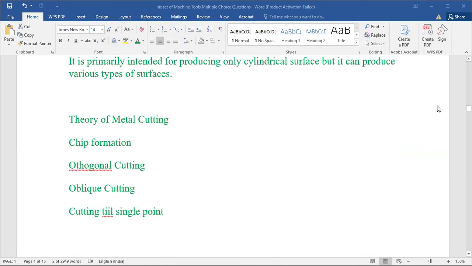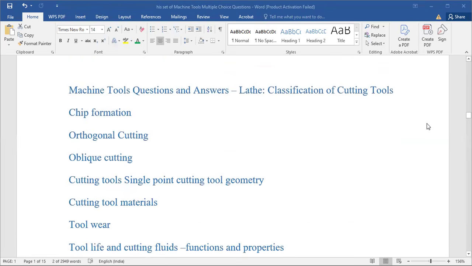See, next I will go for the portion: theory of metal cutting, chip formation, orthogonal cutting, oblique cutting, single point cutting tool. Machine tool questions and answers: lathe, classification of cutting tools, chip formation, orthogonal cutting, oblique cutting, single point cutting tool geometry, cutting tool material, tool wear, tool life, and cutting fluids, functions and properties.